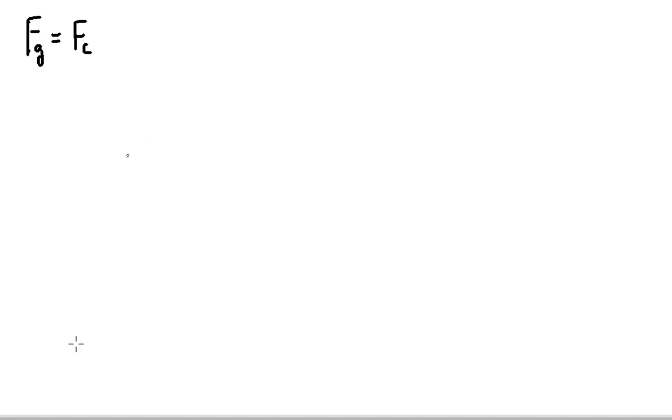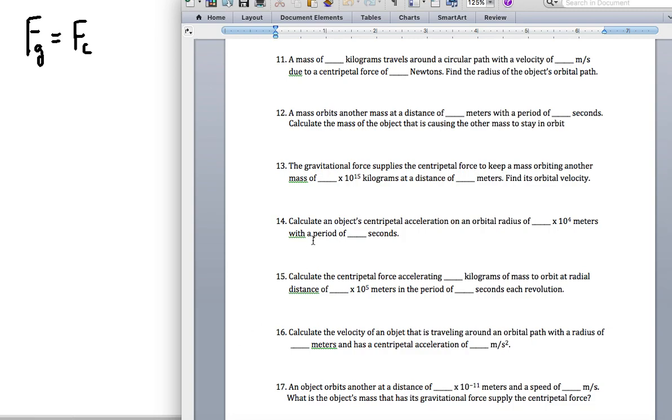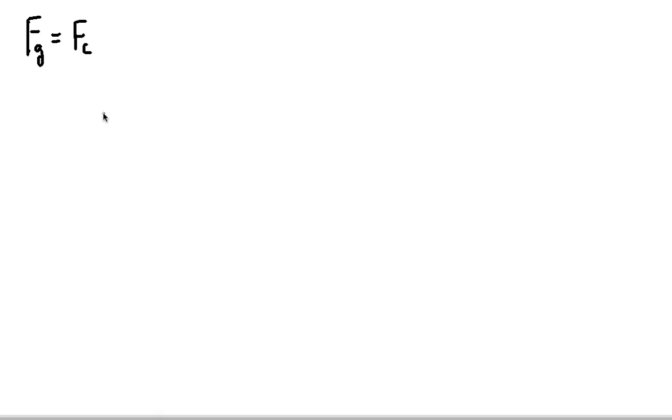All right, so the gravitational force supplies the centripetal force to keep a mass orbiting another mass of blank times 10 to the 15 kilograms at a distance of blank meters. Find the orbital velocity. All right, so the larger mass is going to be something times 10 to the 15.